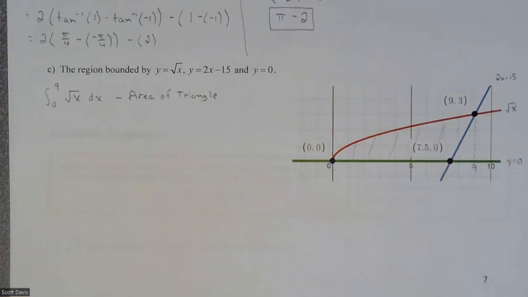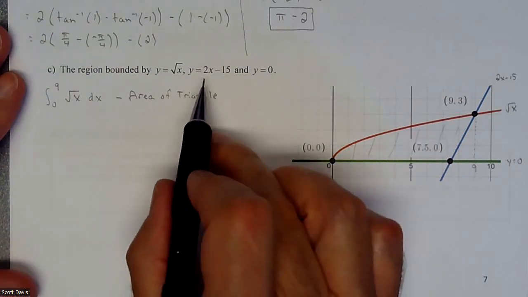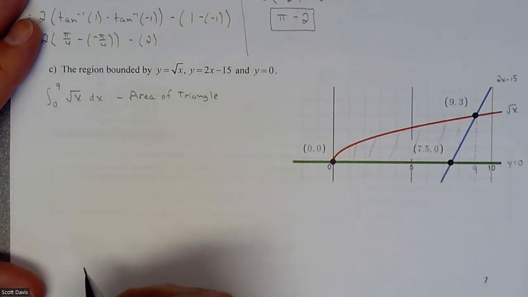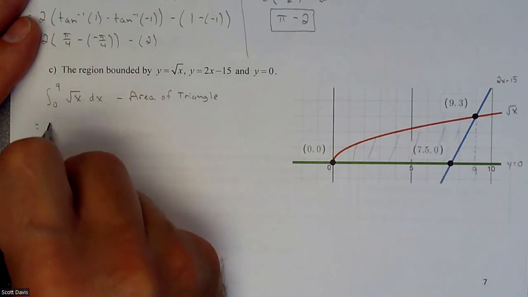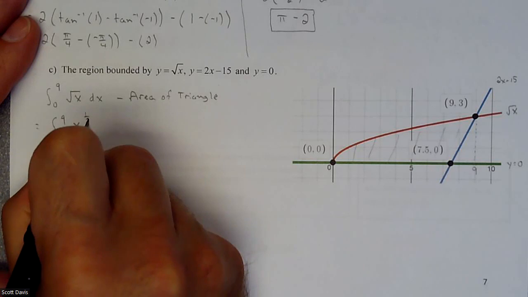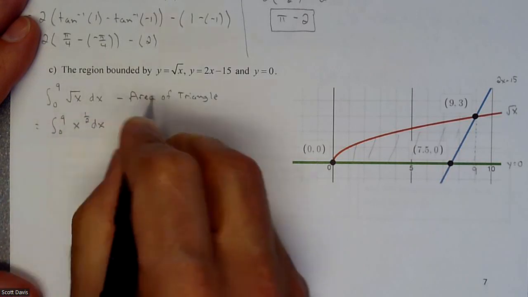Realize that you have other tools at your disposal. Don't think like everything has to be calc related. No, there are some things that maybe just have an easier approach to it, just using some of the skills that you've created over all the years. So this problem, we've got 0 to 9. Let's make this a 1/2 power so then I can do my antiderivative.